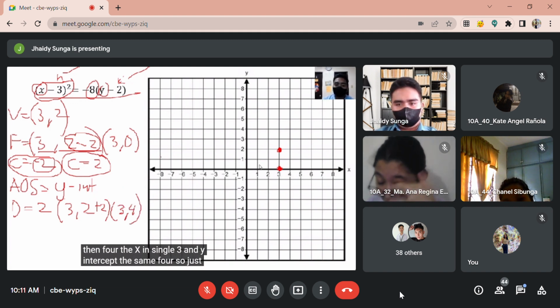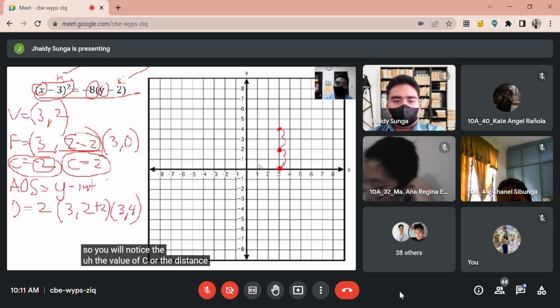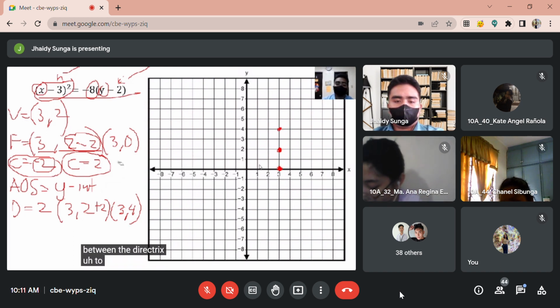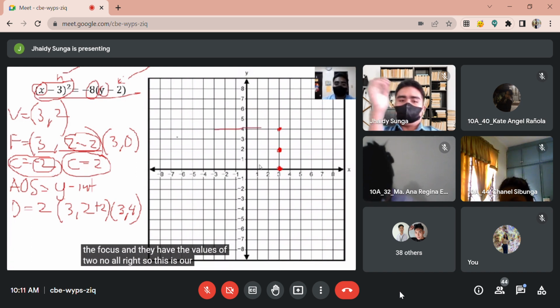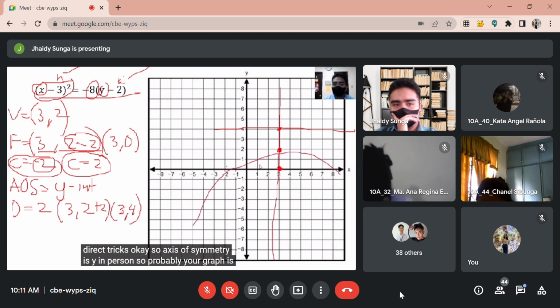So it will be 4, coming from 3 and it will be 4. So you will notice the value of C, or the distance between the directrix to the vertex, is just the same as the focus, and they have the values of 2. Alright, so this is our directrix. Okay, so axis of symmetry is y-intercept. So probably your graph is just like this.